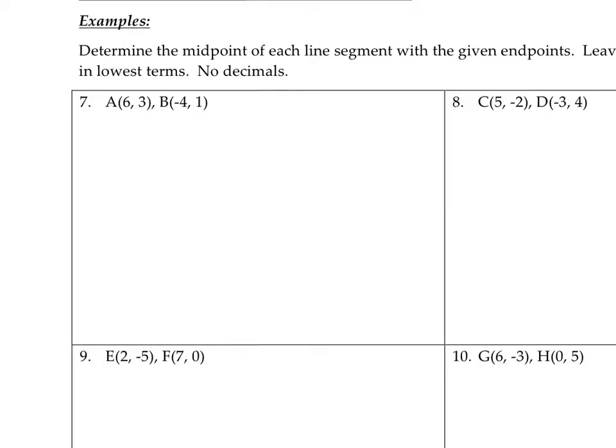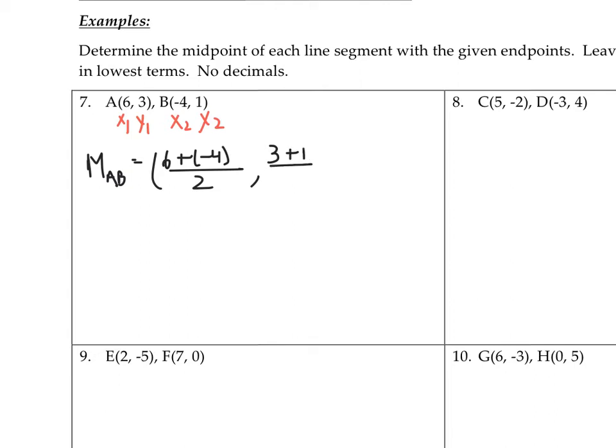Okay, let's try some examples of finding the midpoint given endpoints. So just like with the previous video, for the first example, I'm just going to label x1, y1, x2, y2. Now our notation is uppercase M, and then I'm going to put AB just to show it's the midpoint of AB. And now x1 plus x2, be careful with that negative, over 2, comma, 3 plus 1 for the y's divided by 2.